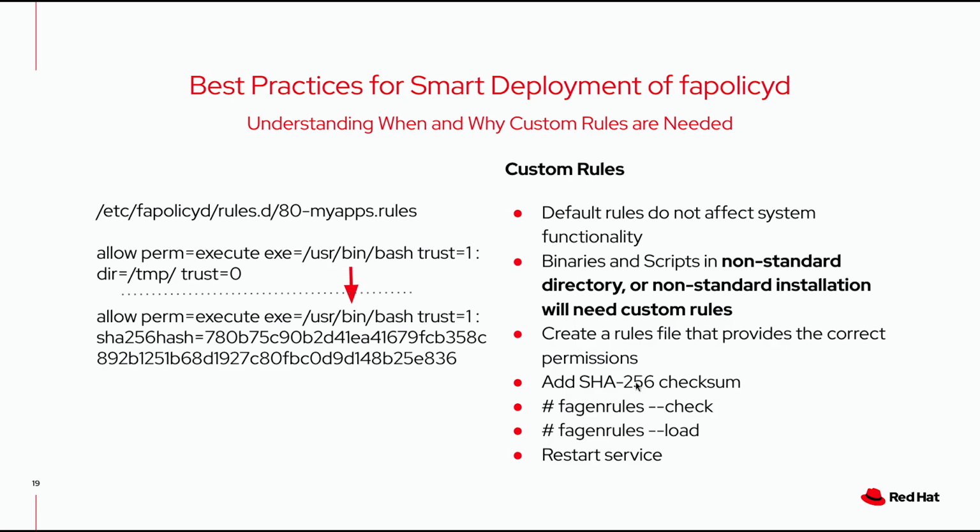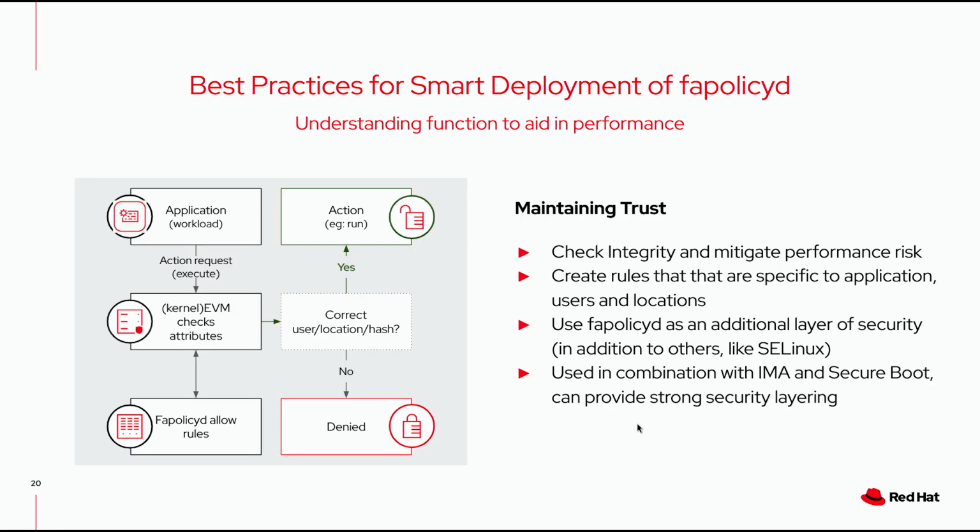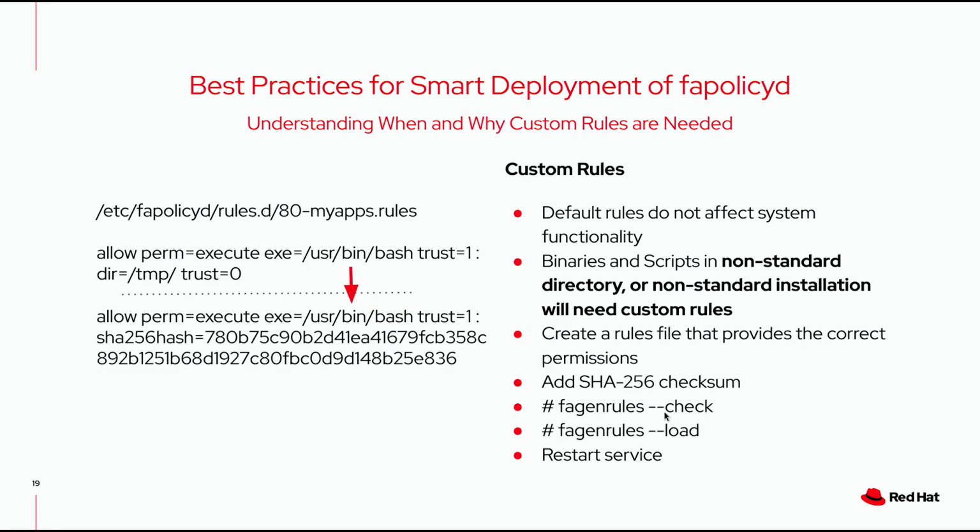And anytime you make a rule, you should check it before you put it into the rule set that applies. But you can always, as root, turn off Fapolicyd to remove the rule and then put it back if something goes wrong. And then you'll tell it to generate the rule and then load it. And of course, I moved it. There we go. And once that's done, you can restart the service.